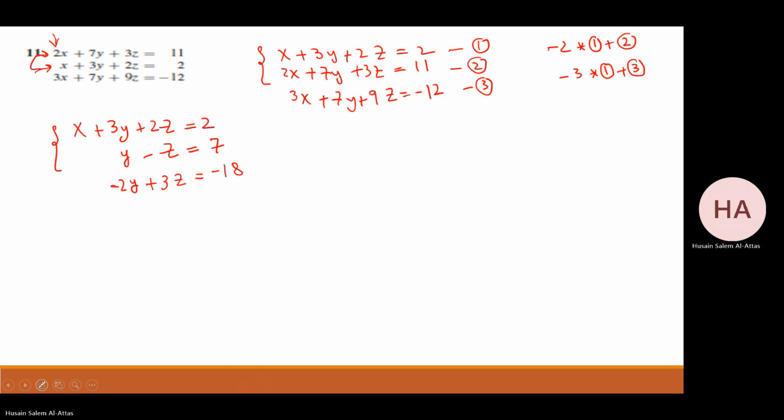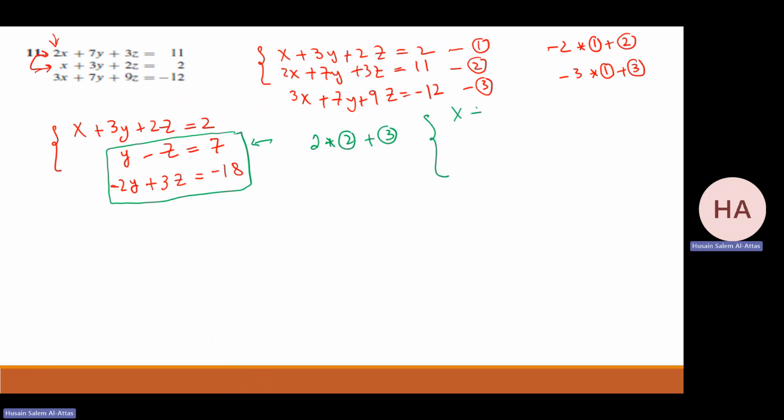Now, if you look at these 2 equations, I can work them to eliminate y. I can do the same thing to eliminate y. So multiply this equation, just 2. Multiply 2 times the second and add it to the third to get rid of y. So what will be my new system?